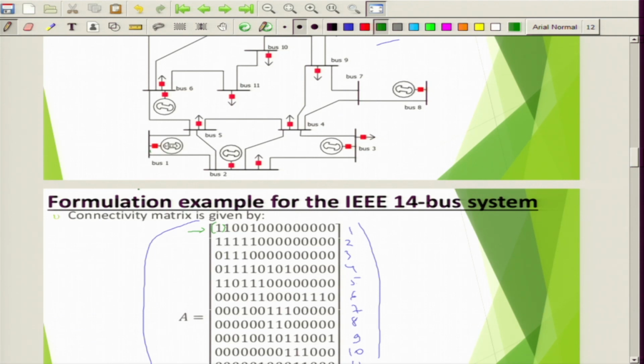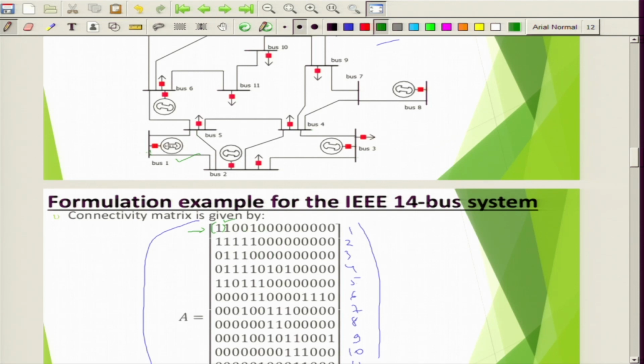if there is any line connected between bus 1 and 2, it says yes, the line is there. So, the entry would be 1. Between bus 1 and 3 there is no connectivity, so the entry would be 0. Bus 1 and 4, there is no direct connectivity, again it is 0, whereas bus 1 and 5, yes, there is an entry, and for any other bus the entry would be 0.